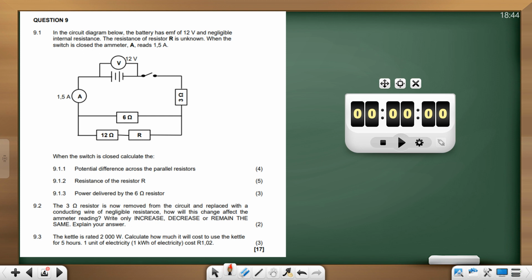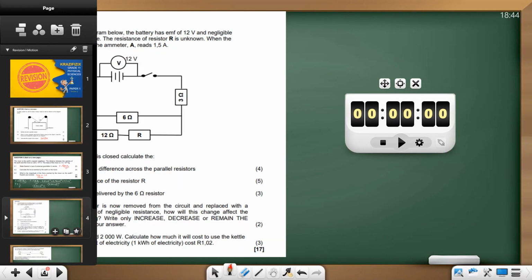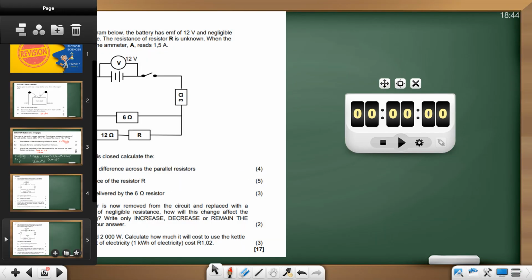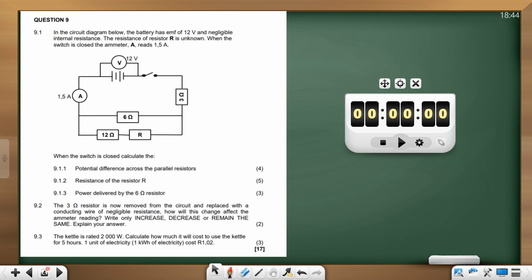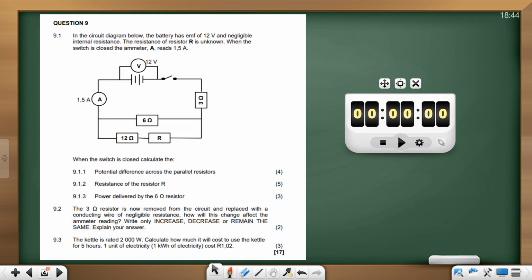Now, look, this is what I'd love you to do. For you to be able to do your electricity questions without stress and without being stuck, this is what I advise you to do. Well, this is what I do, and I promise you, it has never failed. What I do is I quickly look at the direction of the flow of current.